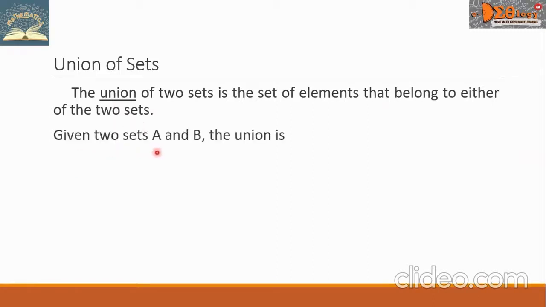Given two sets A and B, the union is given by the symbol ∪. This ∪ here is the symbol for union. So we read this as A union B. And the elements of A union B are the variable x, such that x is an element of set A or x is an element of set B.